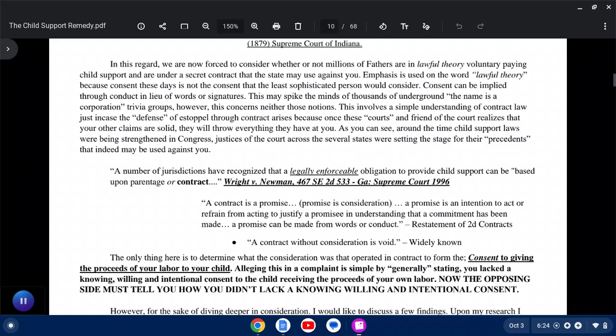This may spike the minds of thousands of underground groups. The name is a corporation, trivia groups. However, this concerns neither those notions. This involves a simple understanding of contract law, just in case the defense of estoppel through contract arises, because once the courts and friend of the court realizes that your other claims are solid, they will throw everything they have at you. As you can see, around the time child support laws were being strengthened in Congress, justices of the court across the several states were setting the stage for their precedents that indeed may be used against you.